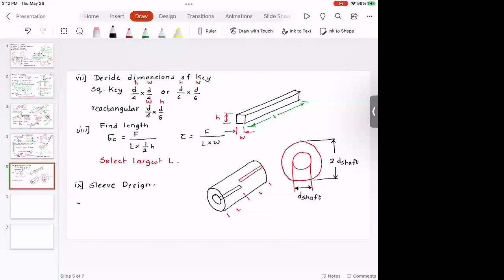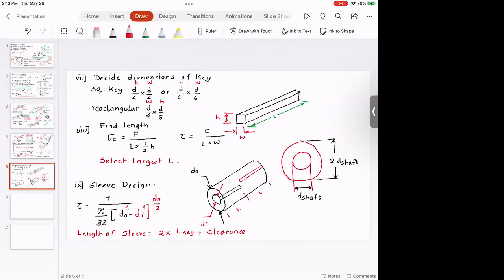we have to find out if the sleeve is safe in shear. And for that, we have to use the equation of the hollow shaft. So this is D outside. This is D inside. And last but not least is length. Is equal to 2 times length of key plus some clearance. And usually this clearance is somewhere between 5 to 10 millimeter.